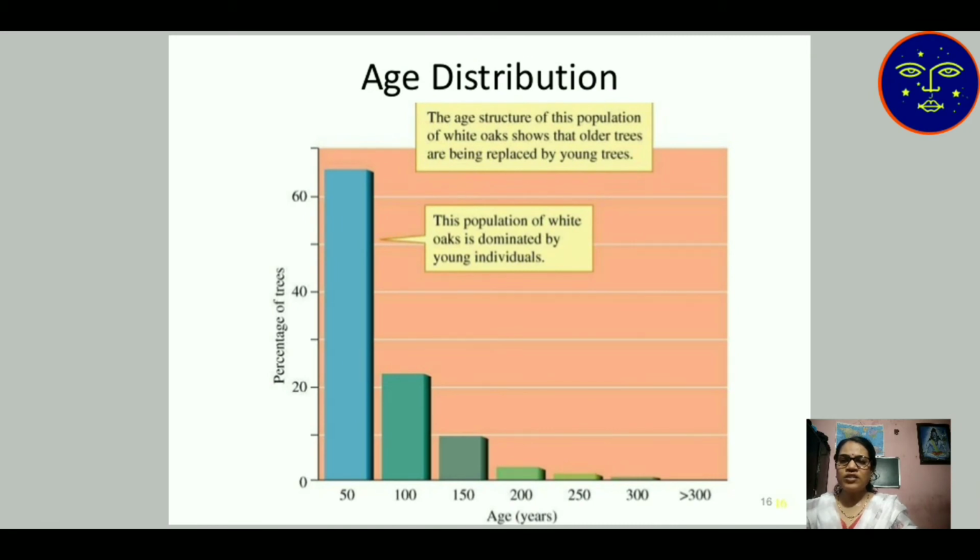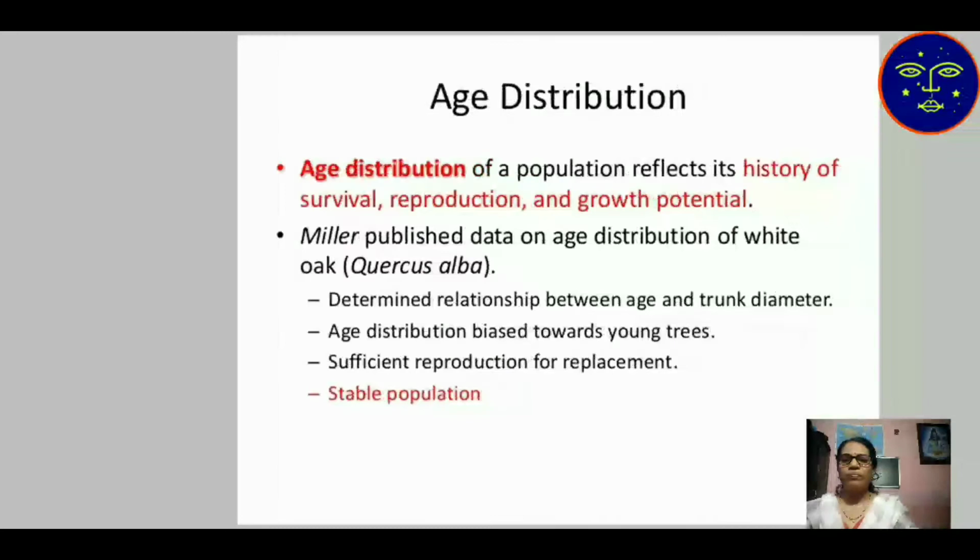In the age distribution graph, this population of white oak is dominated by young individuals. The age structure of this population of white oak shows that older trees are being replaced by younger trees. Here the younger trees are replacing the older ones. Here is the age distribution graph.